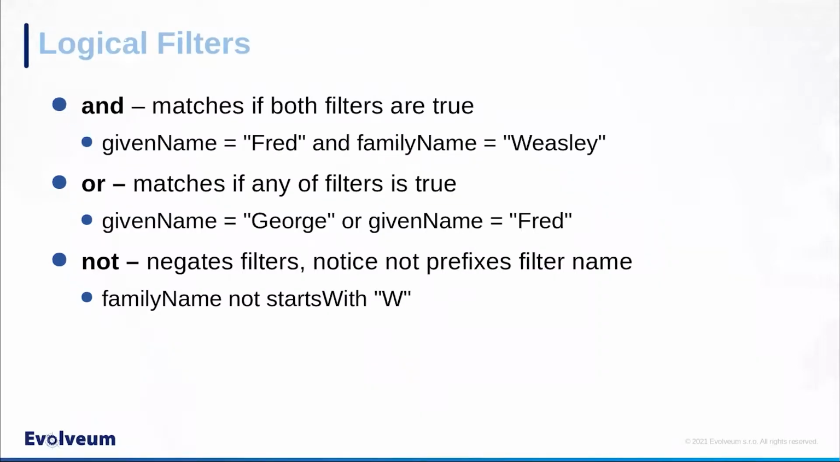The other set, which is very important for filter writing, are the logical filters. The AND filter matches if both filters are true. The OR filter matches if any of the filters is true, and NOT negates the filter. If you look at the example, the not is not written before the statement, but it's part of the statement before the filter name, so it reads more naturally: family name not starts with W.